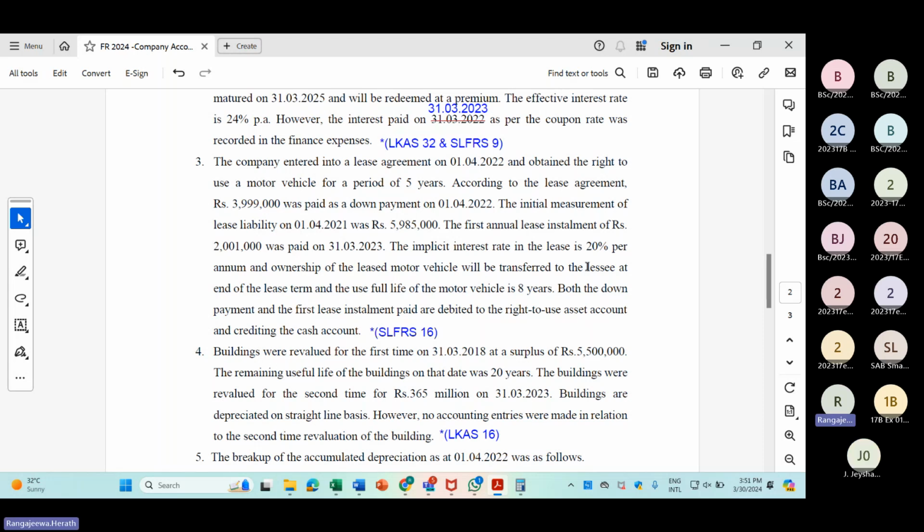So you can depreciate over 8 years. If it is given the other way, useful life of a motor vehicle is 8 years. However, ownership does not transfer at end of the lease term. If that is the case, you cannot use this for 8 years, even though the normal useful life of a motor vehicle is 8 years. We can use this motor vehicle only for 5 years if ownership does not transfer at end of the lease term. So in that case, you have to depreciate over 5 years only.